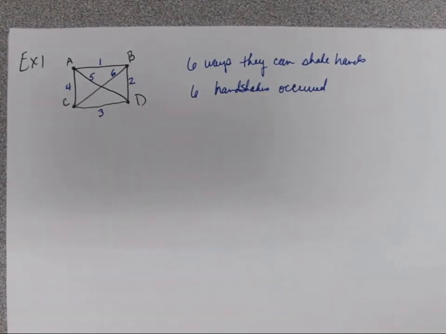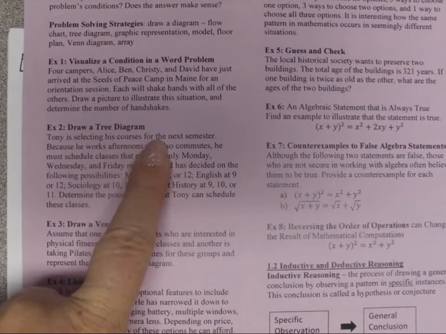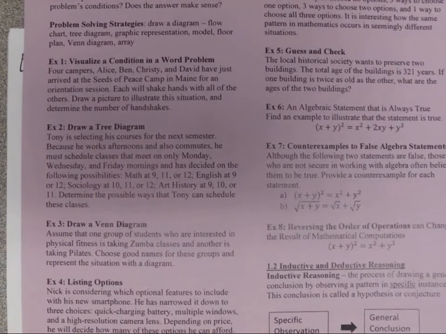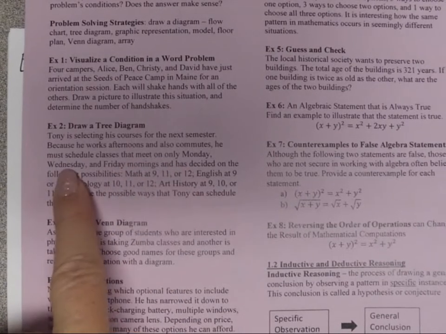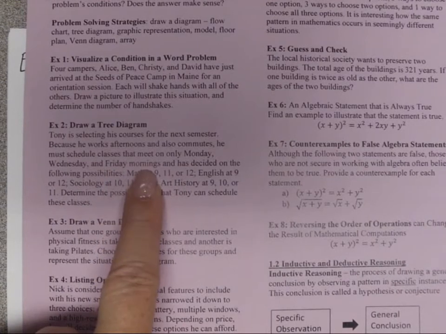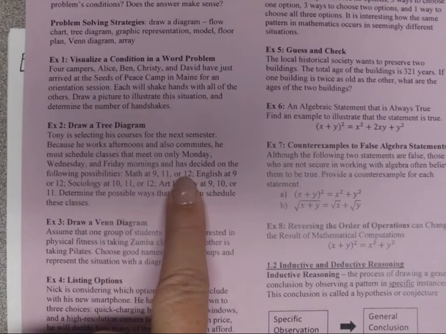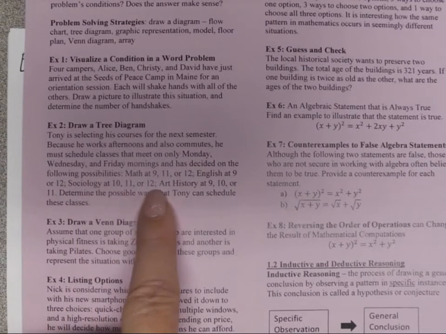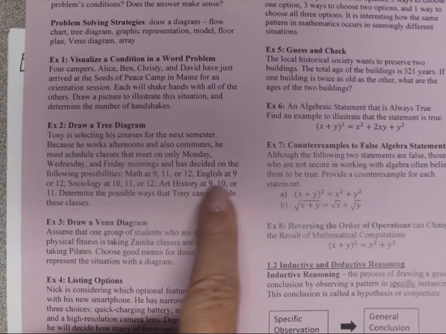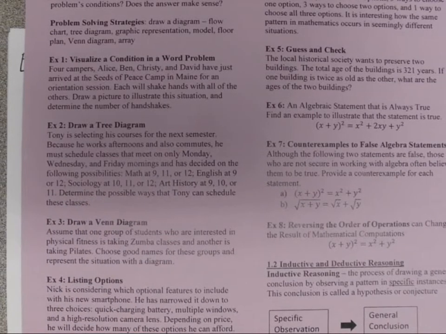All right, so let's go look at our second problem. So here we're going to draw a tree diagram. Tony is selecting his courses for the next semester. Because he works afternoons and also commutes, he must schedule classes that meet only on Monday, Wednesday, and Friday in the mornings, and has decided on the following possibilities. There's a math class at 9, 11, and 12, English at 9 or 12, sociology at 10, 11, or 12, art history at 9, 10, or 11, and we need to determine the possible ways that Tony can schedule these classes.